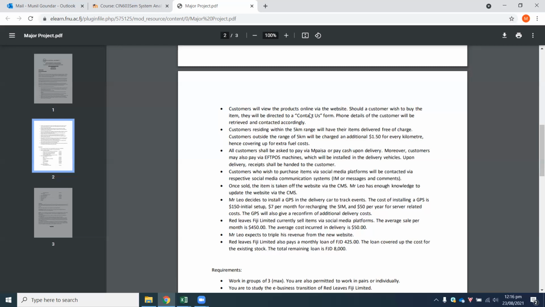All customers shall be asked to pay via M-Pesa or cash upon delivery. So M-Pesa, I hope you know how M-Pesa is being used. If not, try doing some practicing or trial and error with M-Pesa, or the customers can pay cash. Now, how would they pay cash? Once the item is delivered to them, once they look at the item, they agree to buy it, they like it, they can actually go and view it. Now, I think this is even more preferred.